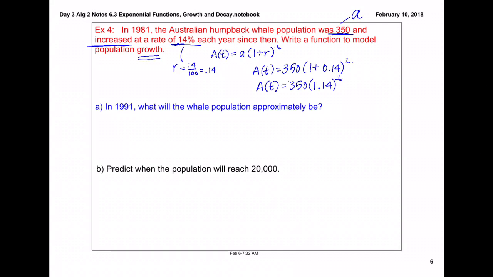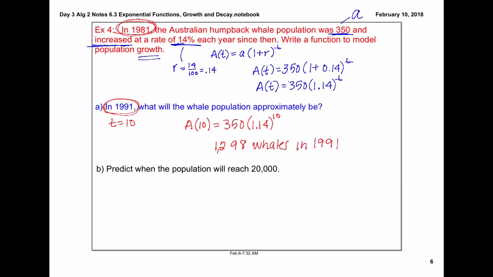In 1991, what will the whale population approximately be? Well, notice we started in 1981, so in 1991, our years are 10 years different. So we can evaluate our exponential growth function for 10, which means we're going to replace our t with 10. And when we plug this into our calculators, we get 1,298 whales in 1991.